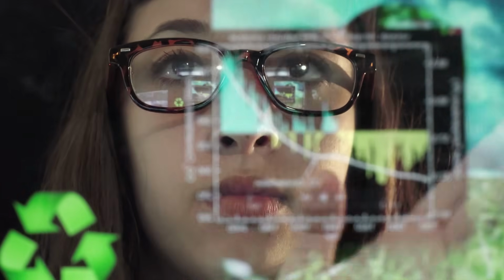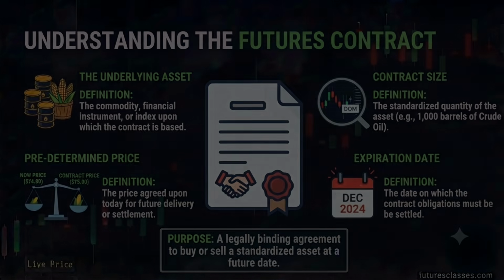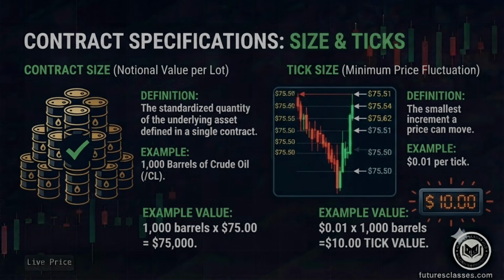If you are stepping into the futures market, you need to understand the foundation of it all, the futures contract. A futures contract is a legally binding agreement to buy or sell a standardized asset at a predetermined price at a specified date in the future. For example, a single crude oil contract might specify buying 1,000 barrels at $75 per barrel, expiring in December.